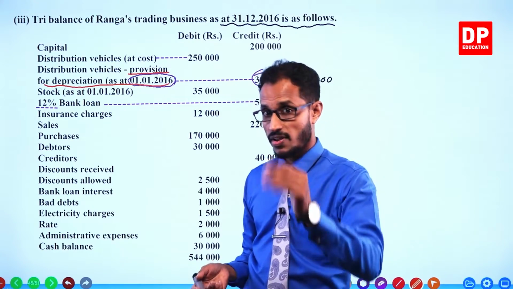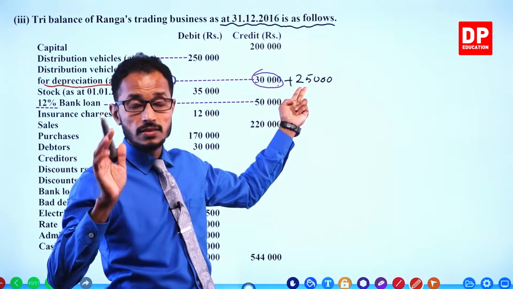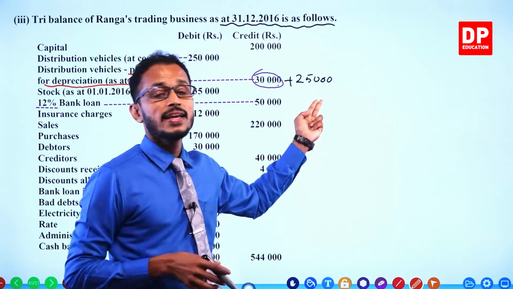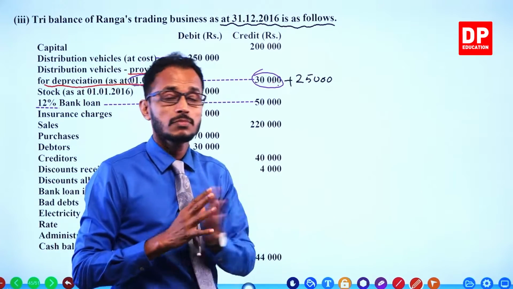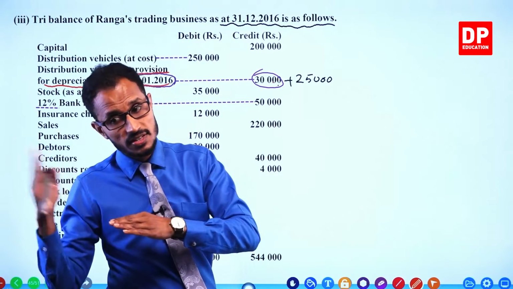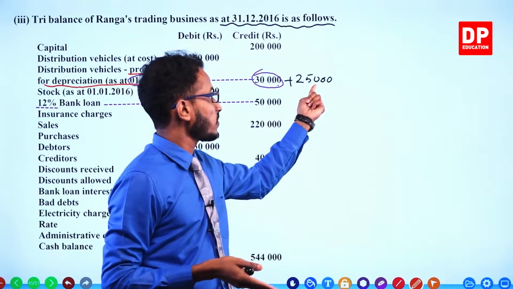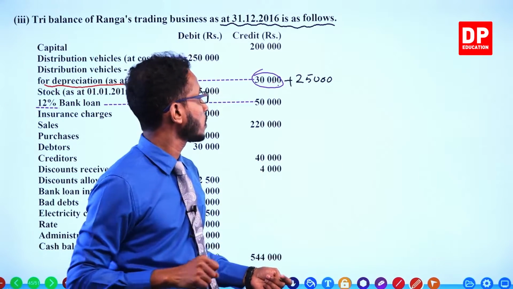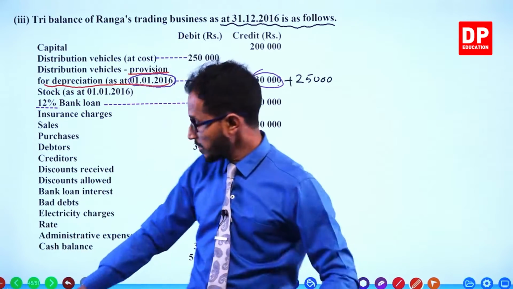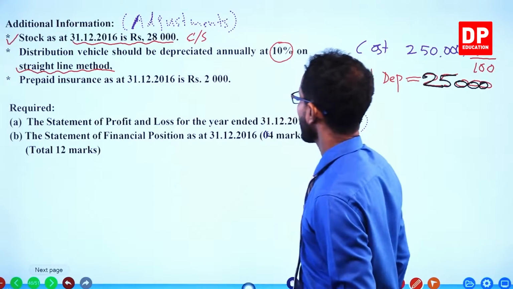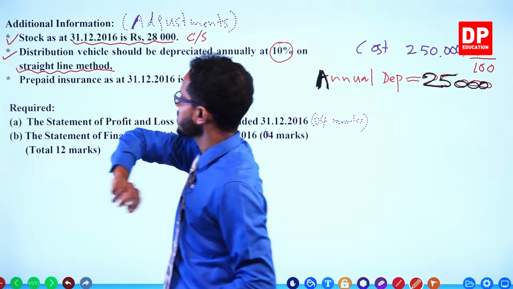Yeah, to get the carrying value, you should mention the total depreciation with the provision. Provision for depreciation means the previous year's depreciation up to this year, and this year's depreciation 25, total should be taken. That is 55. Got it? Got it. So done with the second adjustment.